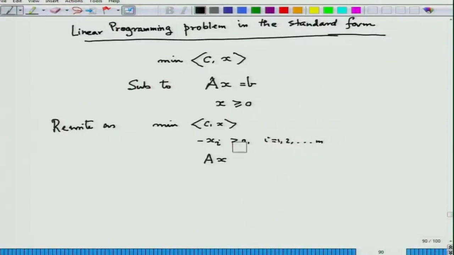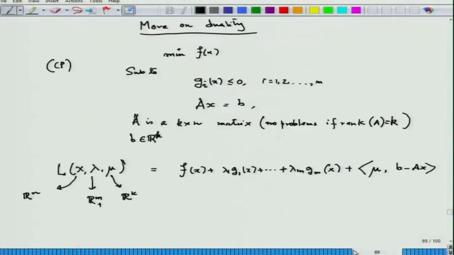Sorry, minus x less than or equal to 0. So, these are the inequality constraints and this is the equality constraint. So, once I know this little fact, now I would like to imitate and write down the Lagrangian by putting specific f and gi's.